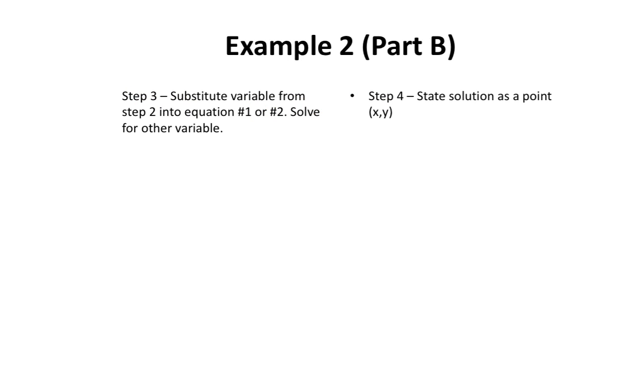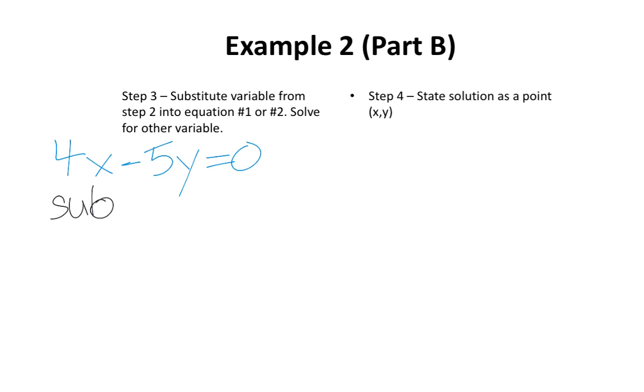In step number 3, we want to substitute the variable from step 2 into equation 1 or 2, and then we want to solve for the other variable. Let's begin by choosing equation 1 or 2. The choice is yours. It doesn't matter. You'll get the same answer. So I'm going to start with equation 2 this time, just to change things up. I have 4x minus 5y equals 0. Now I'm going to make a little note for myself.